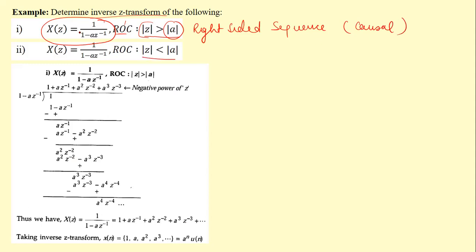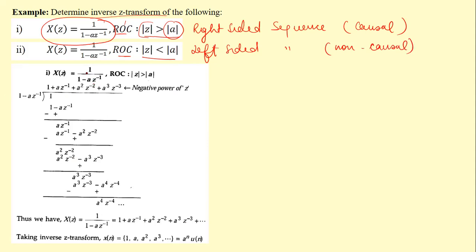And the same z transform we will take, but here the region of convergence will be less than the value of a. So this is a left sided sequence, and this is non-causal, right? So causal and non-causal, right?